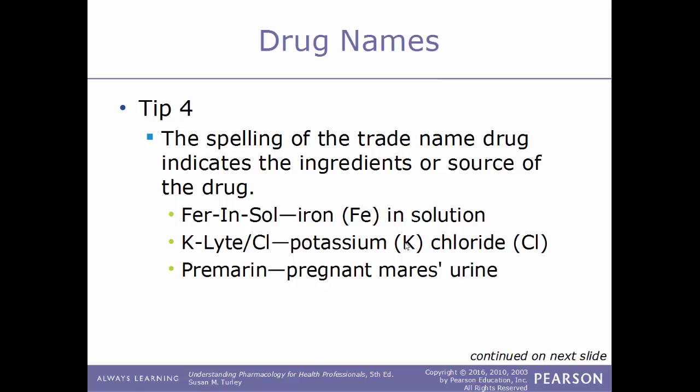Tip number 4, the spelling of the trade drug name indicates the ingredients or the source of the drug. For example, Feosol, this is iron. The chemical symbol for iron is Fe, in solution. So iron in solution, Feosol. Potassium chloride: K is the chemical symbol for potassium, Cl for chloride. Premarin, pregnant mare's urine. Pre for pregnant, mar is a reference to the mare, then in, urine.